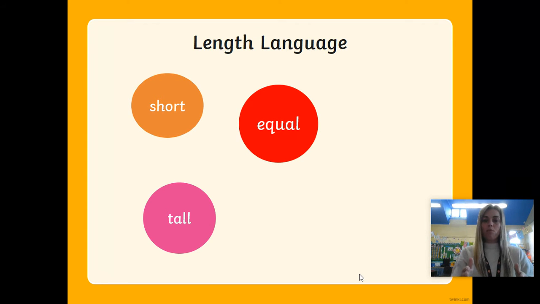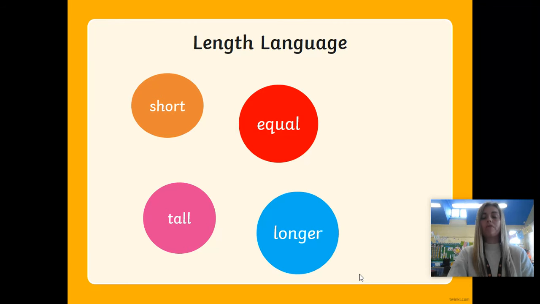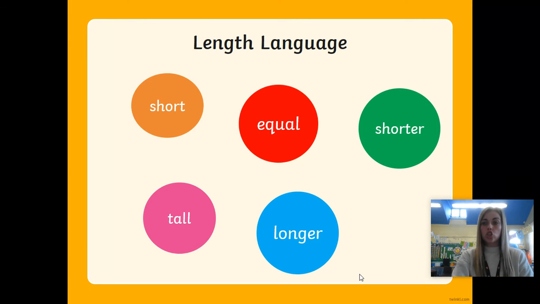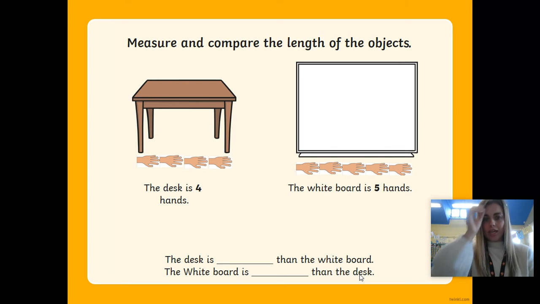Equal, so equal means that they're both the same. So they're both the same height, so the same length. We've got longer, so longer and shorter. So these are the 5 words that we're going to be focusing mainly on today. Okay, my darlings? So here we have different ways that we can measure different objects.